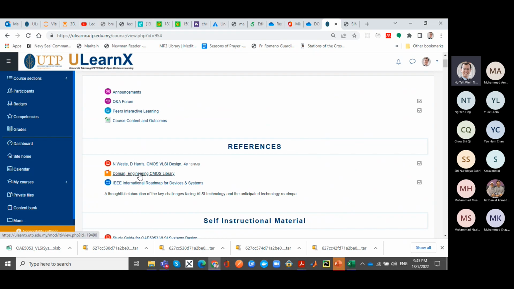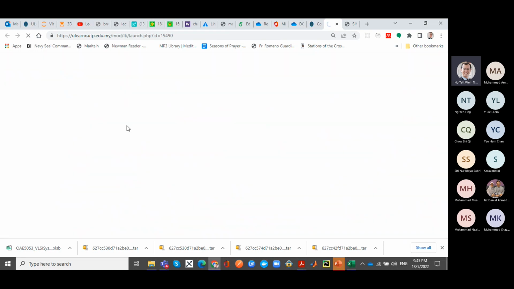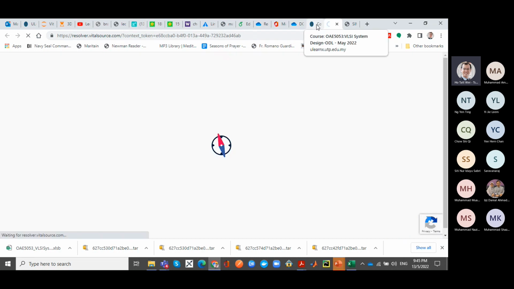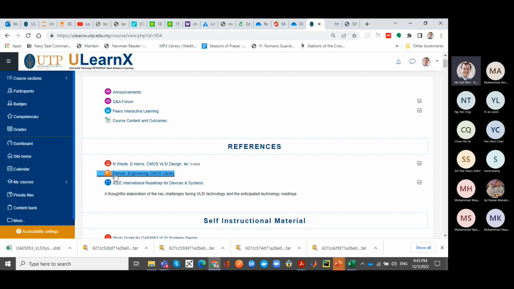This is a book under the Wiley Plus library. You can only access this through the uLearnX site. It is not a conventional textbook. It gives you a little more insight into what we call the process library, the standard cell library. It's just giving you different perspectives on that.